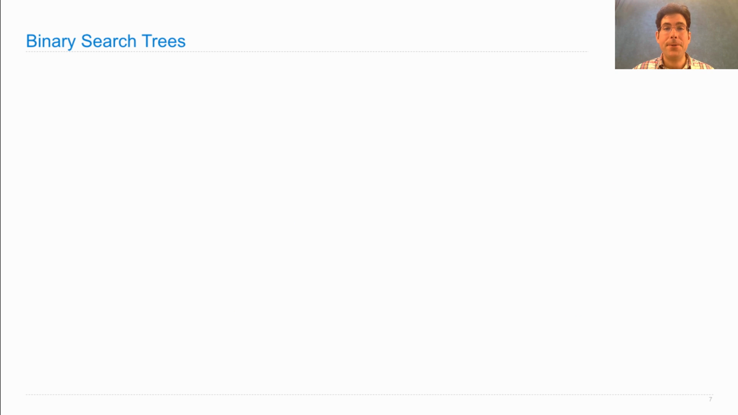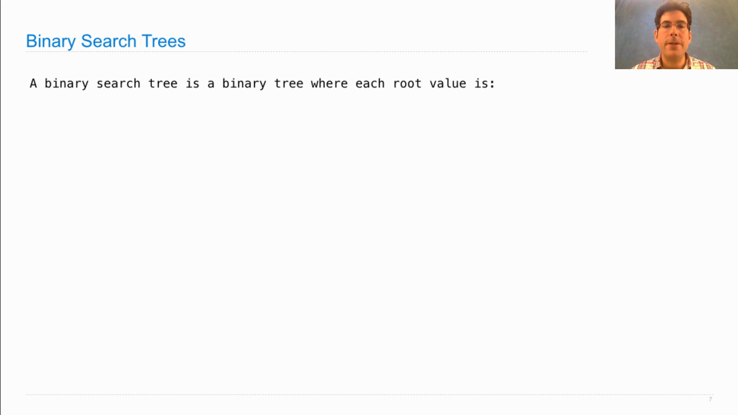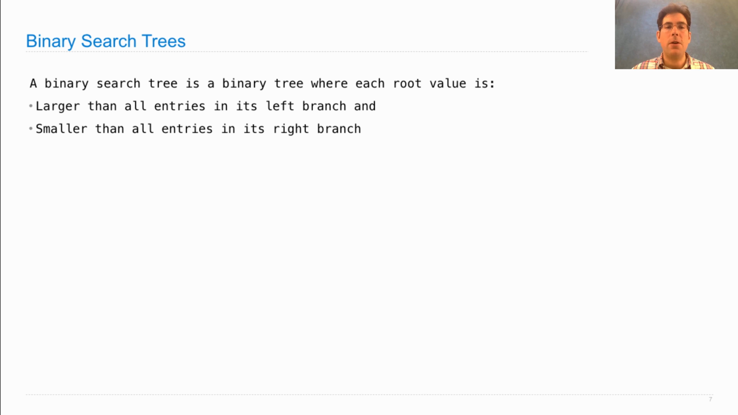A binary search tree isn't a sorted list, but instead a tree that has a particular property, similar to a sorted list. A binary search tree is a binary tree where each root value anywhere in the tree is larger than all the entries in its left branch and smaller than all entries in its right branch.